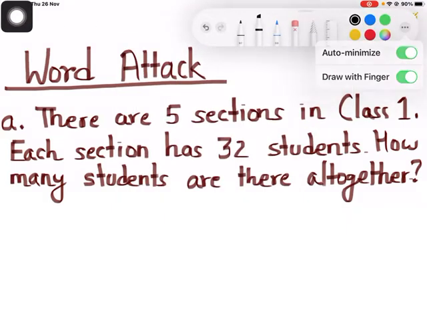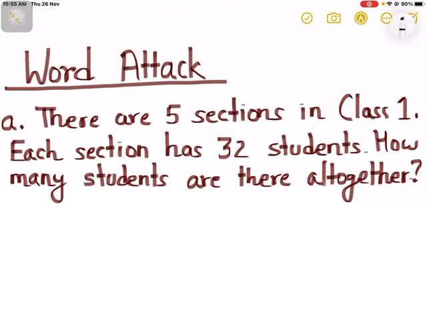Okay, there are 5 sections in class 1. How many sections? 5 sections. Each section has 32 students. Means in one section there are 32 students. But total number of sections is 5. How many students are there all together? Means we have to find out the total number of students in total 5 sections.